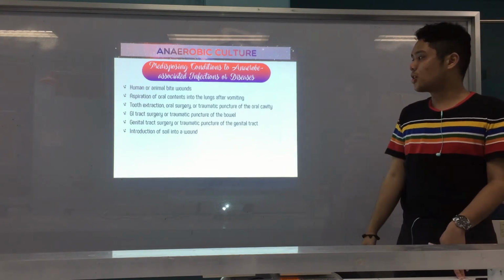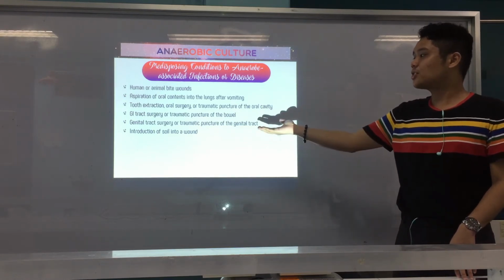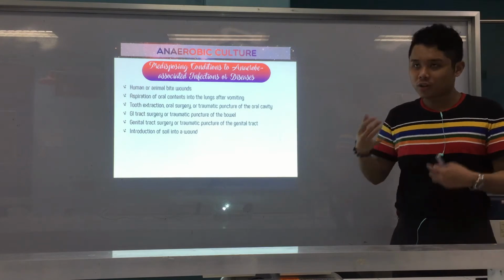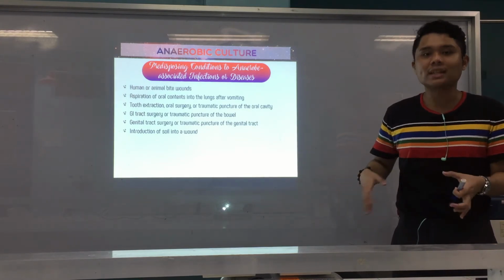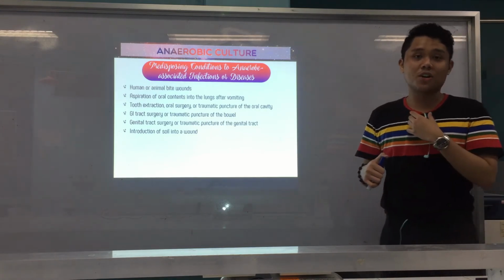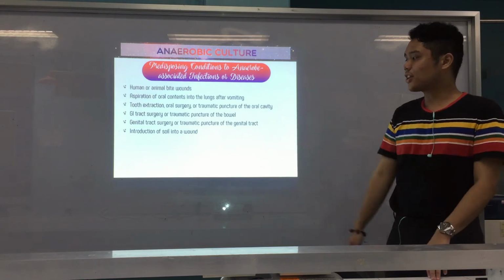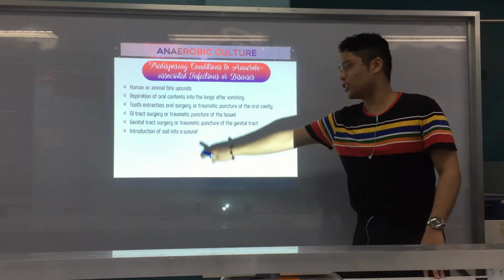Tooth extraction, oral surgery, or traumatic puncture of the oral cavity. Still the same reason. GI tract surgery or traumatic puncture of the bowel, of course. So if there are punctures, of course the contents of the bowel come out, which includes the anaerobic bacteria. Genital tract surgery or traumatic puncture of the genital tract, and introduction of soil into a wound. Yes, introduction of soil into a wound.